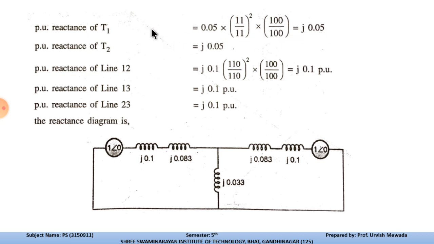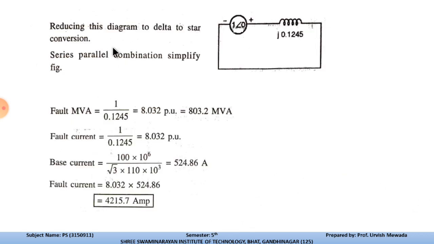This is how we can calculate all the per unit reactances of T1, T2, then line 1-2, line 1-3, and line 2-3. So these are the pu reactances of the given system. And then the equivalent reactance diagram can be redrawn after solving these pu reactances of the given system. So that is redrawn like this. So let us calculate that.